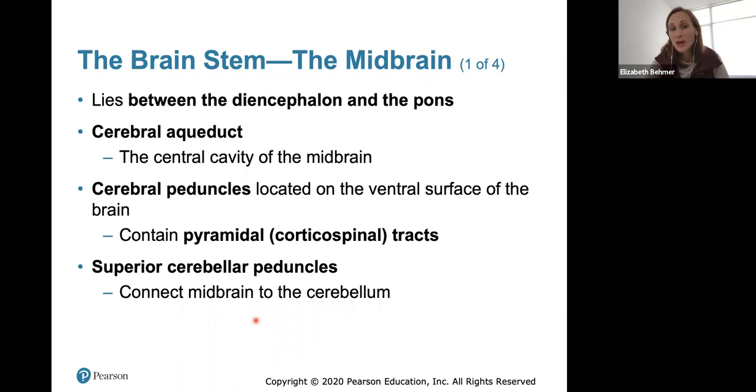The midbrain then lies between the diencephalon and the pons. There's a cerebral aqueduct, which is the central cavity of the midbrain. There are cerebral peduncles located on the ventral surface of the brain that contain pyramidal or different nervous system tracts. And the superior cerebellar peduncles connect the midbrain to the cerebellum.